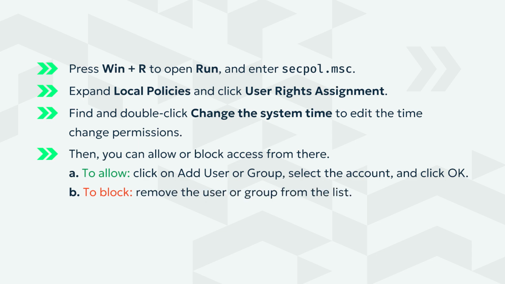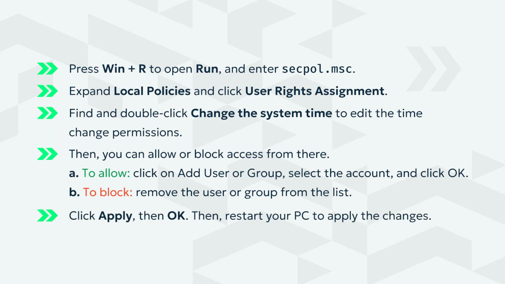To allow, click on Add User or Group, select the account, and click OK. To block, remove the user or group from the list. Click Apply, then OK. Then, restart your PC to apply the changes.